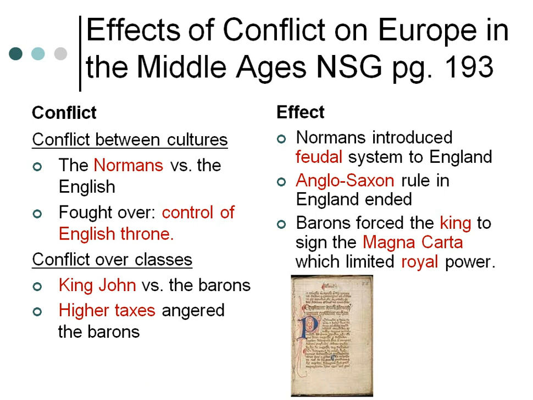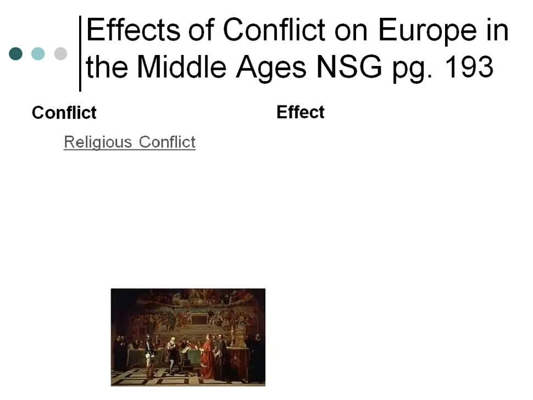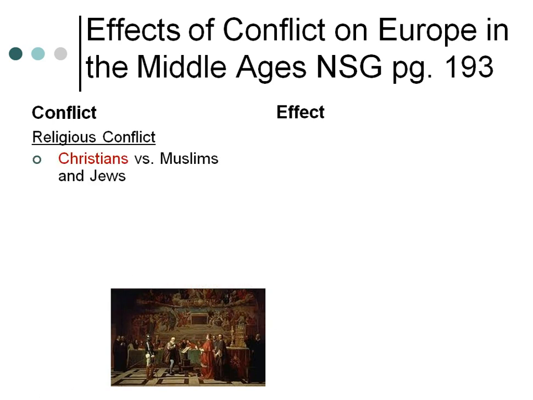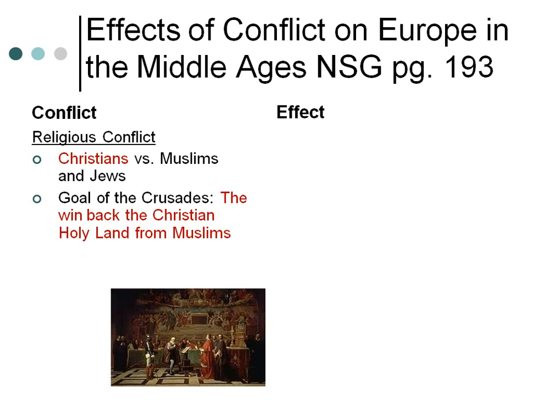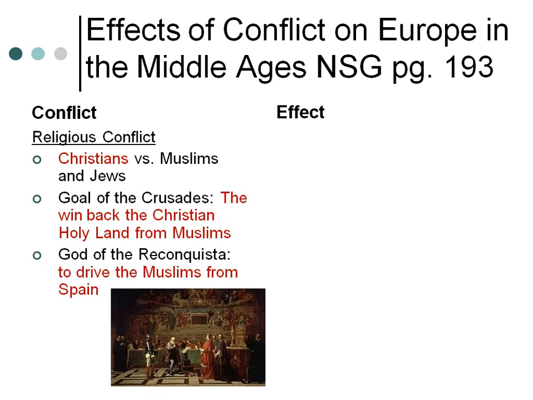The next, final conflict is a religious conflict, and you had Christians versus Muslims and Jews. The goal of the Crusades was to win back the Christian Holy Lands from Muslims, and also you had the Reconquista, and this was to drive the Muslims from Spain.